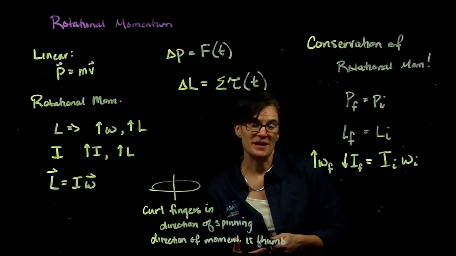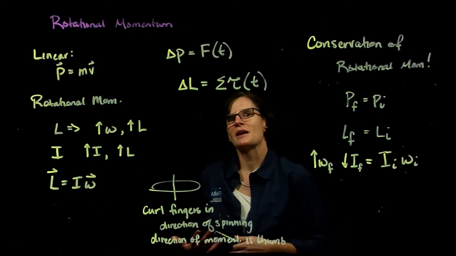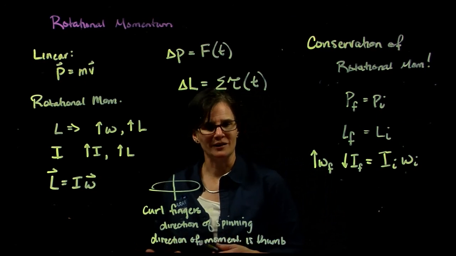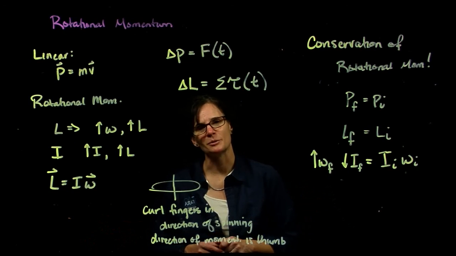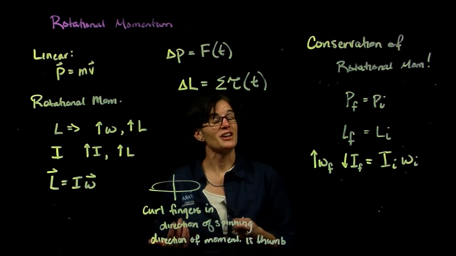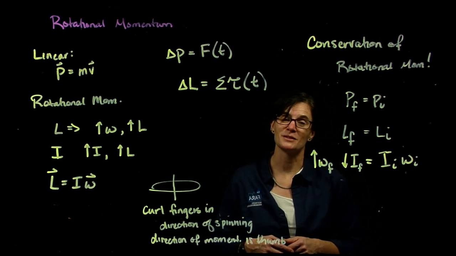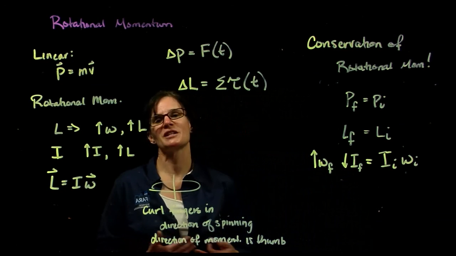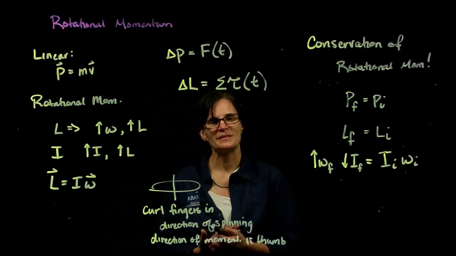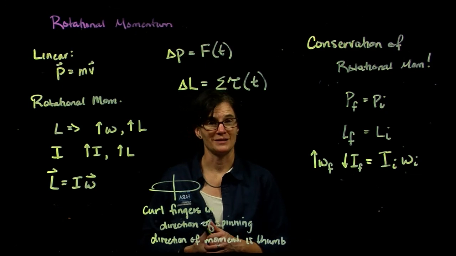To change an object's rotation, we apply a torque. So to change an object's momentum, we have to apply a torque, and we do that over time, similar to the way we change an object's linear momentum. And just like linear momentum, angular momentum is also conserved, such that if I have an object spinning and I change its rotational moment of inertia, I will change its angular speed accordingly.